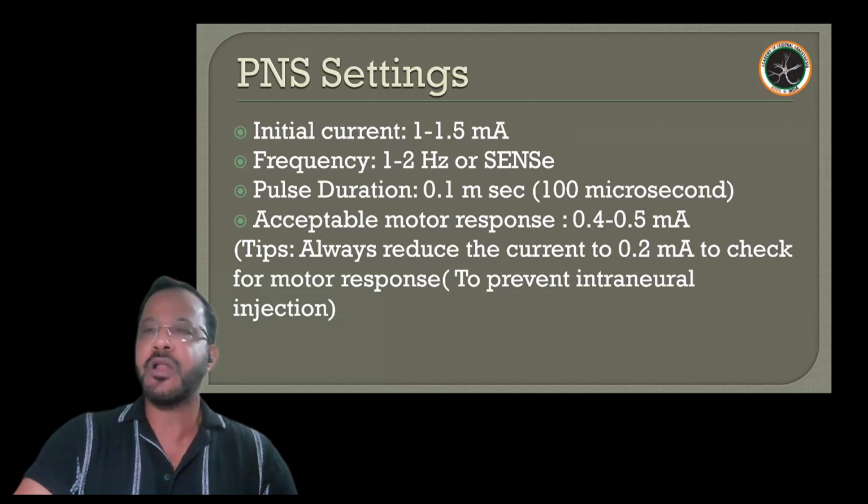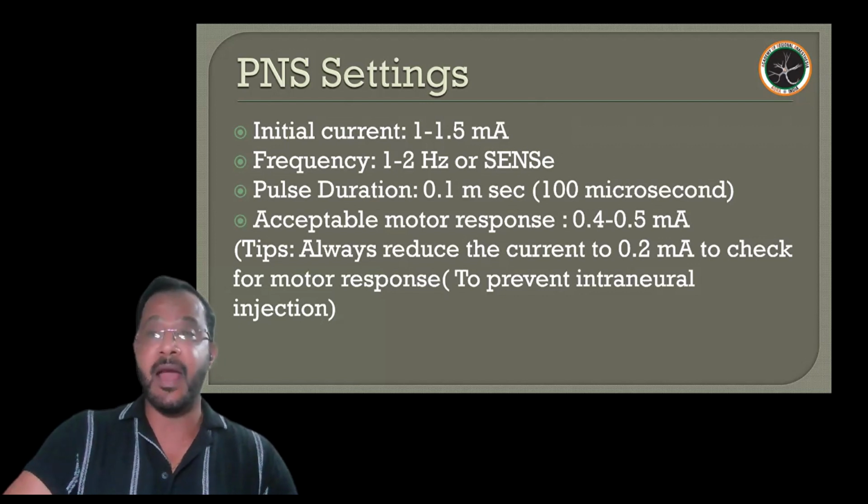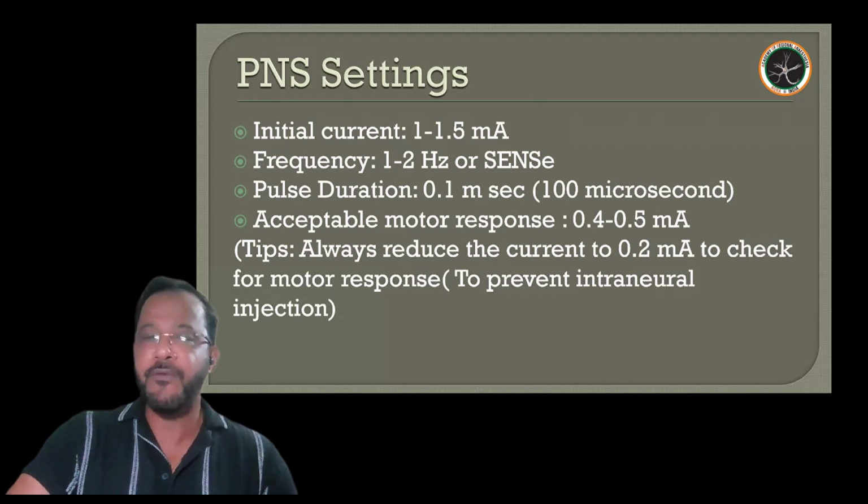If you are getting a motor response at 0.2 milliampere, it means your needle is inside the nerve. So readjust your needle. You should never get a PNS response, nerve motor response at 0.2 milliampere. The acceptable motor response is 0.4 to 0.5 milliampere, not 0.2 milliampere. Please keep this thing in mind to prevent intraneural injection.